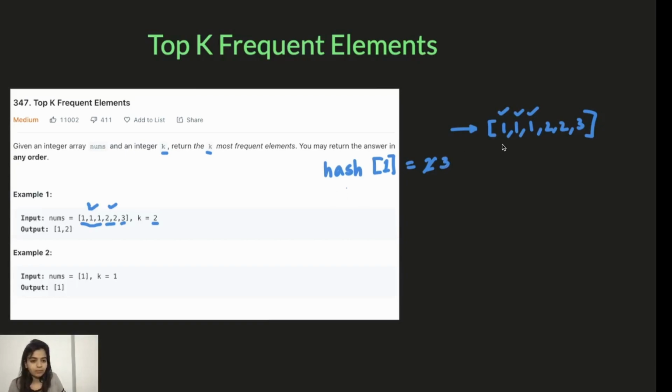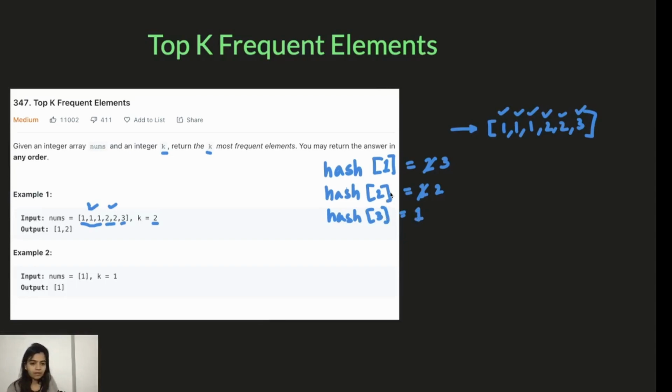Same way, next we go to the next element, hash of 2. It doesn't exist, so we will add it in the hash map. Hash of 2 will be initially 1, then when we go to the next 2 it becomes 2. So hash of 2 is 2 now. Then hash of 3. We go to the next element, hash of 3. It doesn't exist, so we add it and we make it 1.